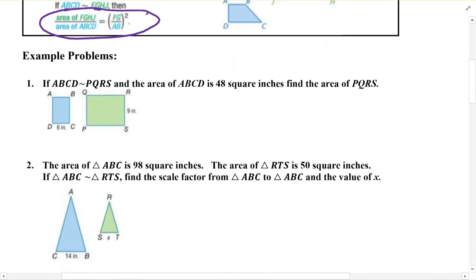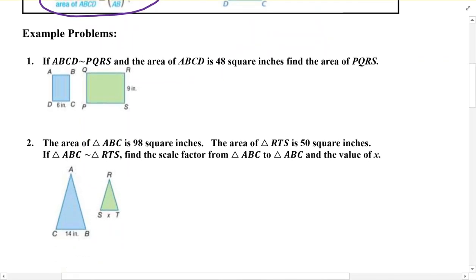So if I look at the first example problem, I have DC and RS, and we know that those are sides that are corresponding, so they would have to be in the same proportion. So if I did those sides squared, 6 squared over 9 squared, it would give me the area of the smaller one, which is 48, over the area of the one I want to find, which is a larger one.